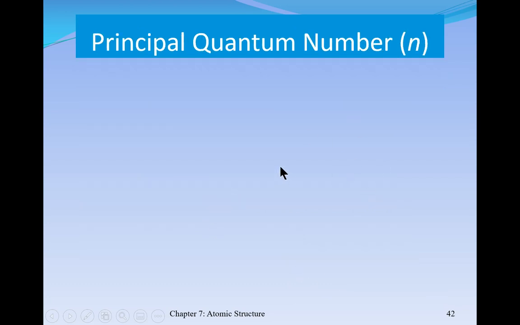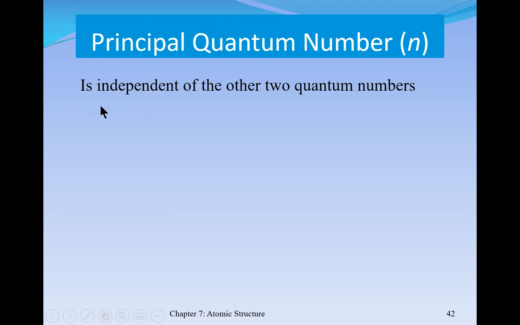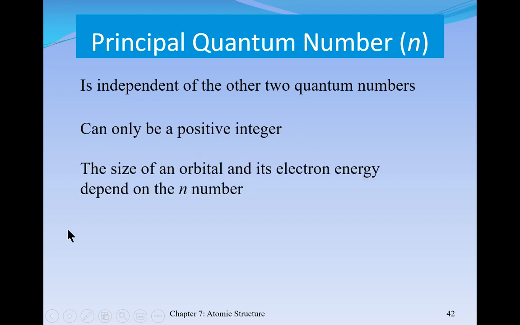So we're going to look at these quantum numbers, the first of which is known as the principal quantum number, which is signified by the lowercase n. And basically, it is firstly independent of the other quantum numbers that we're going to discuss. Now, n can only be a positive integer starting from 1, all right? So that's basically what n is.